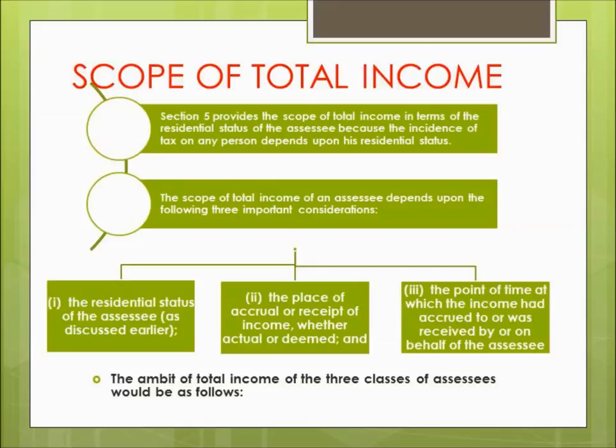So these are the three important considerations which we need to keep in mind in the determination of total income. Number one is the residential status of the assessee, that is a very important consideration. Number two is the place of accrual or receipt of income. We have to see where the income is accruing or where the assessee is receiving the income. And number three is the point of time. So these are the three important considerations. Keeping these three in mind, the ambit of the total income of the three classes of assessees would be as follows.